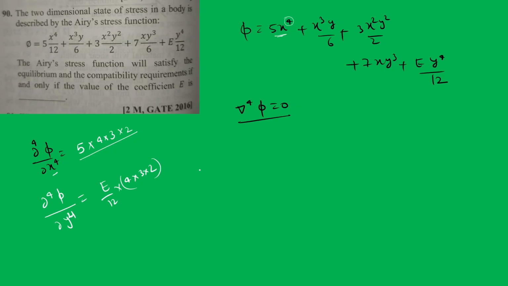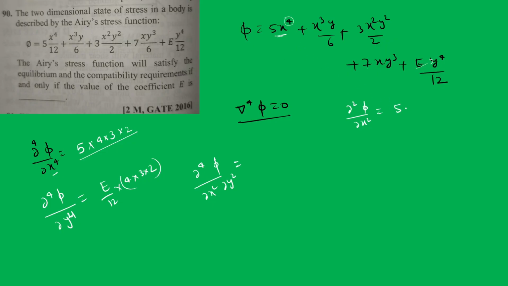Okay, and then there is del to the power 4 phi by del x square del y square. We have to find this one as well. So let us first try to differentiate del square phi by del x square. Let us first differentiate this one. This will become 0, and this will definitely become 0 if we differentiate it with respect to x.